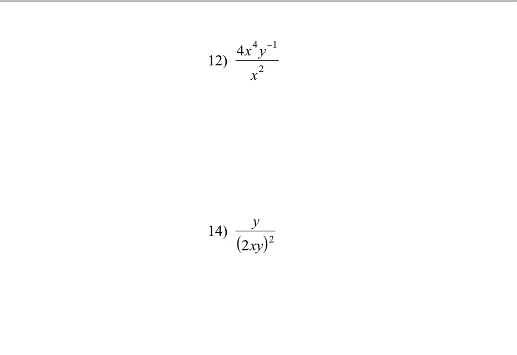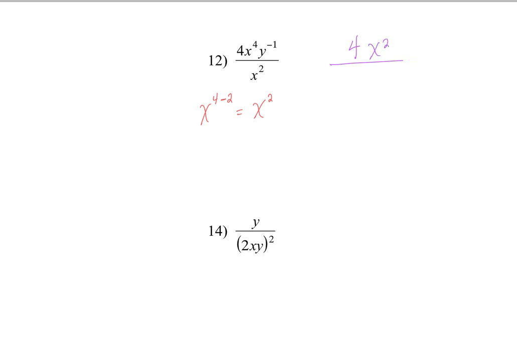All right, for something like number 12, I'm going to do it by numbers, then by each variable individually. So the first thing I'm going to look at is the 4. Can the 4 reduce with anything? Well, no, it cannot. The 4 is just then going to stay right where it is. It cannot reduce. Now I'm going to look at my x's. I have x to the 4th divided by x squared. So I'm going to subtract that 2, and I have x squared. Where is x squared going to go? On the top.